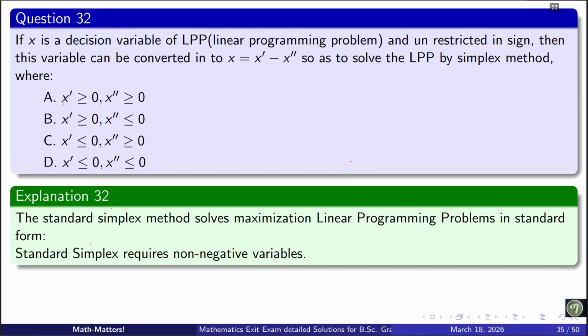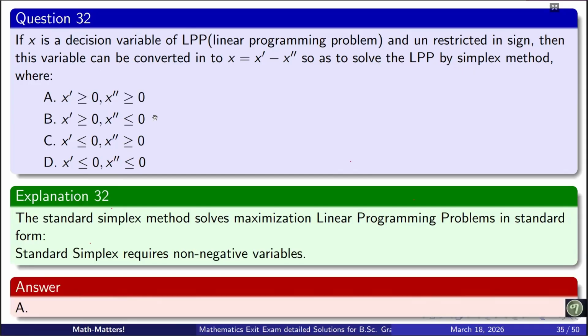For example, here x prime greater than or equal to 0 and x double prime greater than or equal to 0. Probably this is right, but in option B, since x double prime is less than or equal to 0, this may have a possibility to be negative. This is also negative because x prime is less than or equal to 0. So the only one that is non-negative and satisfies the condition of standard simplex is this one, that is A, which is x prime greater than or equal to 0 and x double prime greater than or equal to 0. So the answer is A.